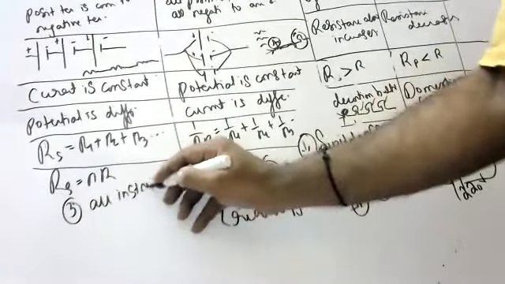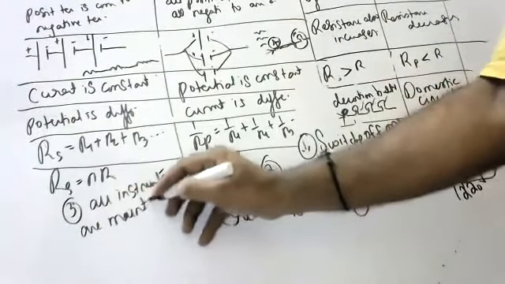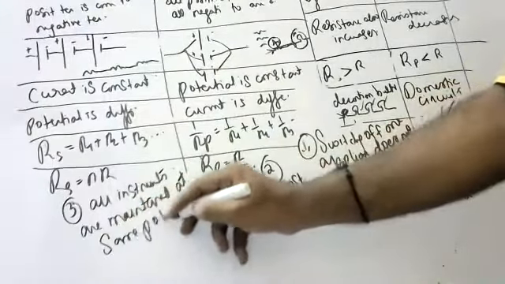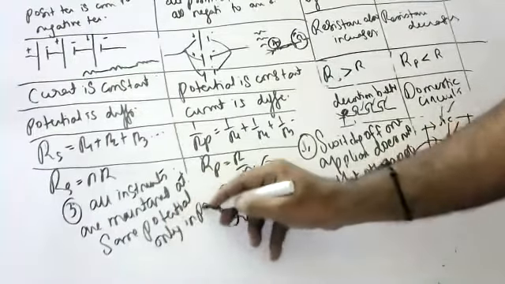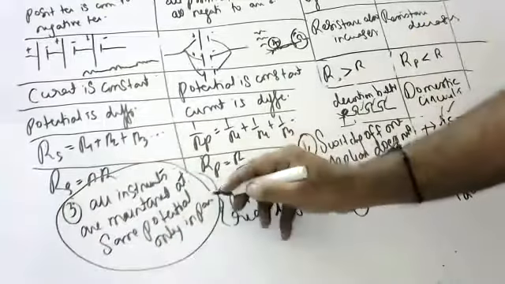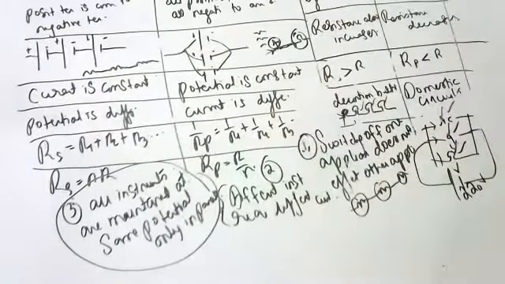So all instruments are maintained at the same potential only in parallel connection. In series it's not possible, because junctions are different, so potentials also differ.